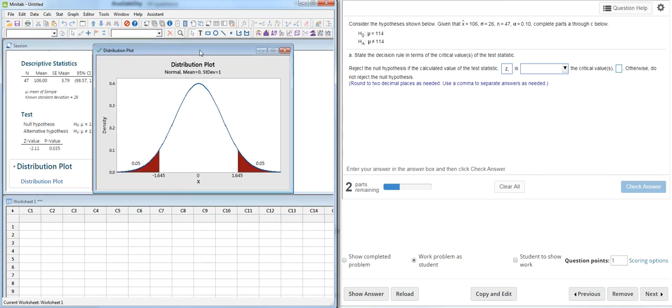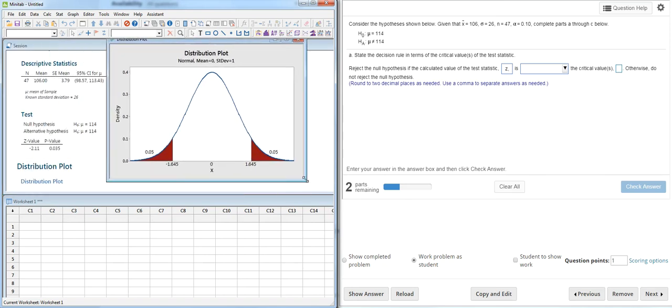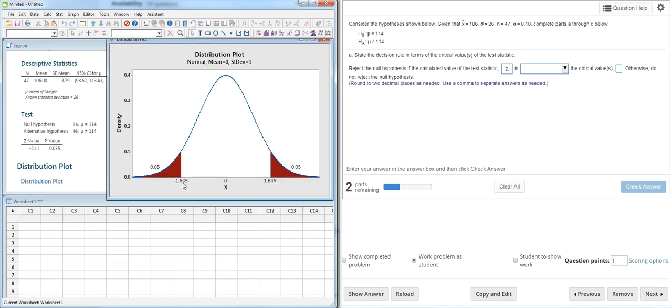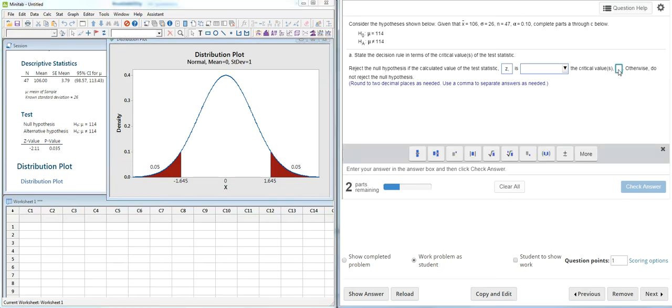Alrighty. Sorry, I don't want to make that too small to where we can't see it. So my critical value, I'm going to use the negative tail to compare to this because they're both negative. So in particular, my critical value is negative 1.645. It wants me to do two decimal places, so we'll do negative 1.65 and 1.65.